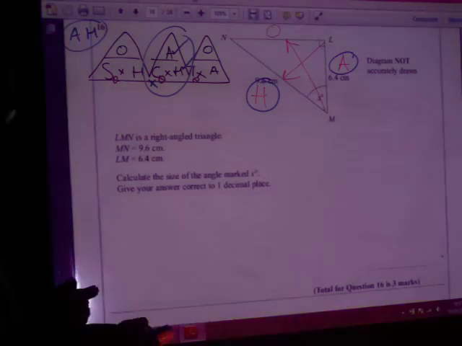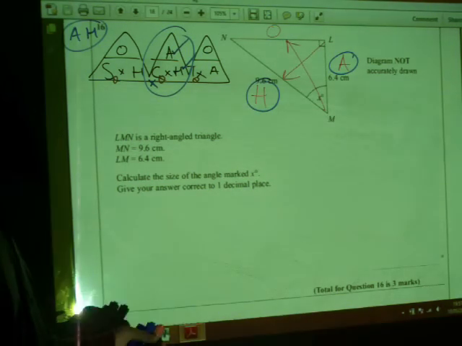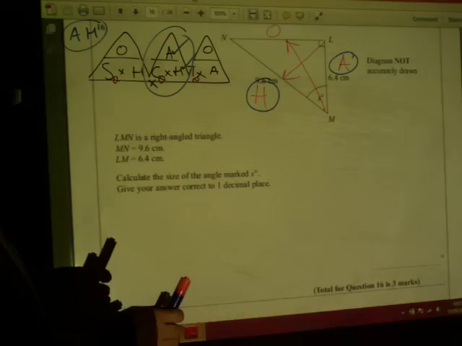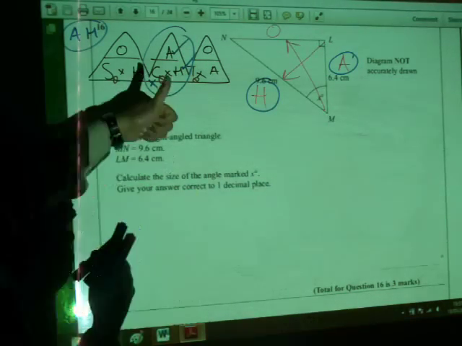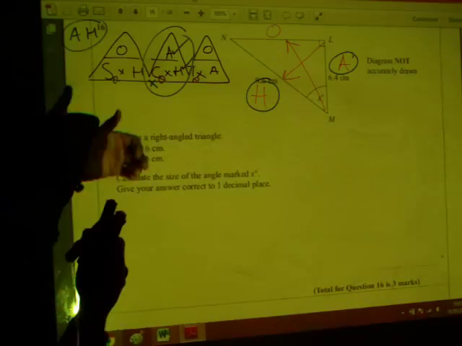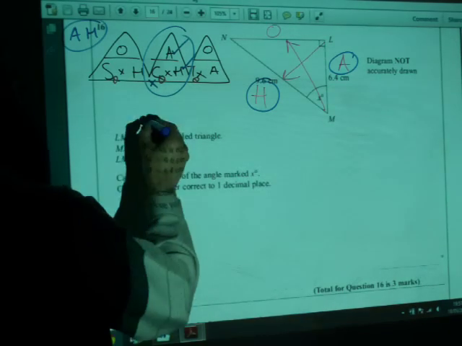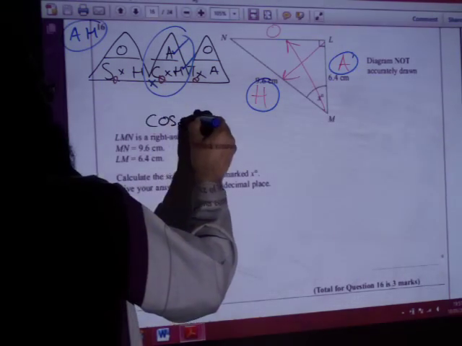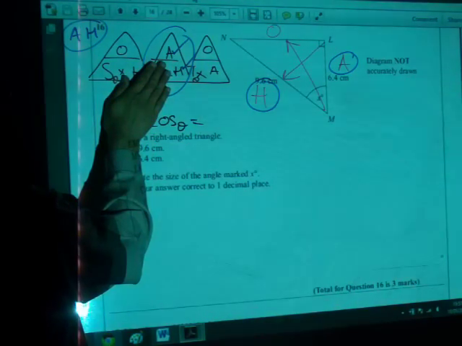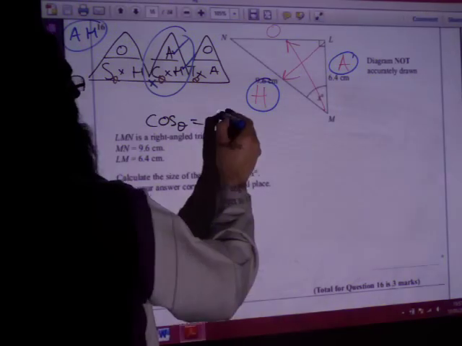Now, when we use the cos identity, we need to cover up the thing that we're looking for, what we need. So if you use your thumb on the C, what's left behind? So the cos of the angle, if you cover up the cos, it leaves you behind with A divided by H.